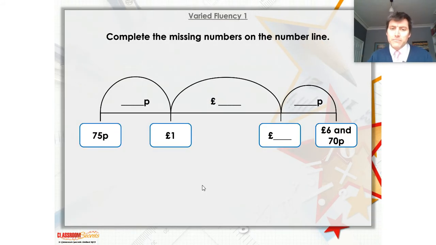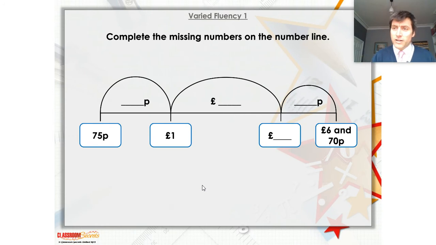Next one, then, we've got missing numbers on this number line. Okay, so here we've got 75p going to a pound. What's the gap between 75p and a pound? Remember, a pound is 100 pence. So what's that gap going up to £1? Then what's the final pound value that the next pound value would be before £6.70? Is that going to be £6, £5, or £7? What do you think? Let's see if we can solve it.